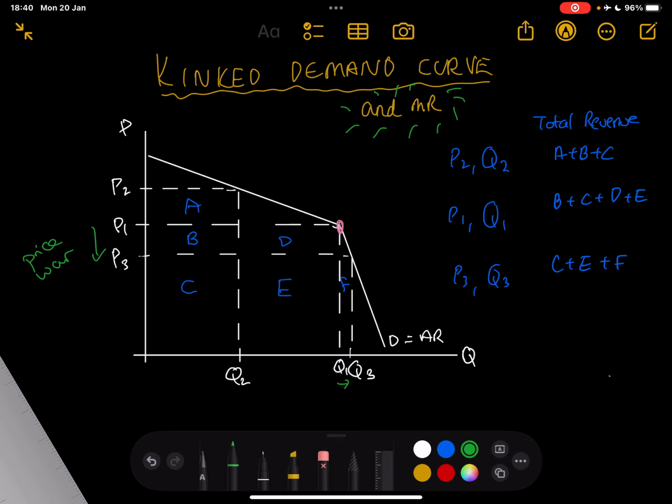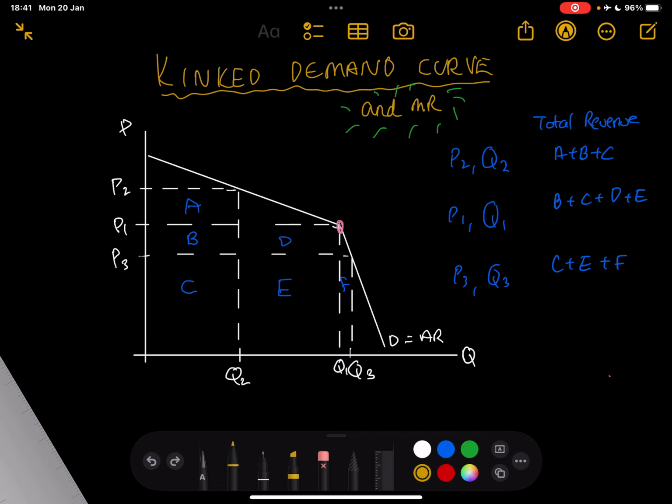My revenue used to be B, C, D, and E, and then now is P3 times Q3, which is C, E, and F. So using this table or using the diagram, we can see that revenue is going to fall whether we increase price or whether we decrease price. Now we're going to use this insight to help us understand the MR.